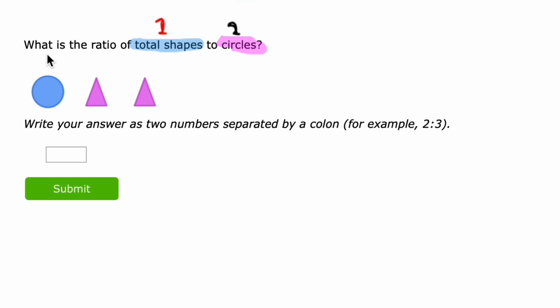Okay, total shapes. This is easy, 1, 2, 3 shapes in total. So we write 3. And then there is 1 circle. There's 1 circle, and over 1. There you go. That wasn't the best one at all. But okay, 3 to 1.